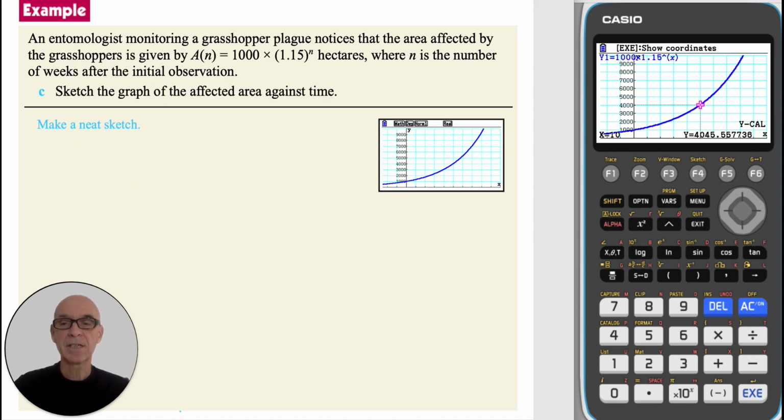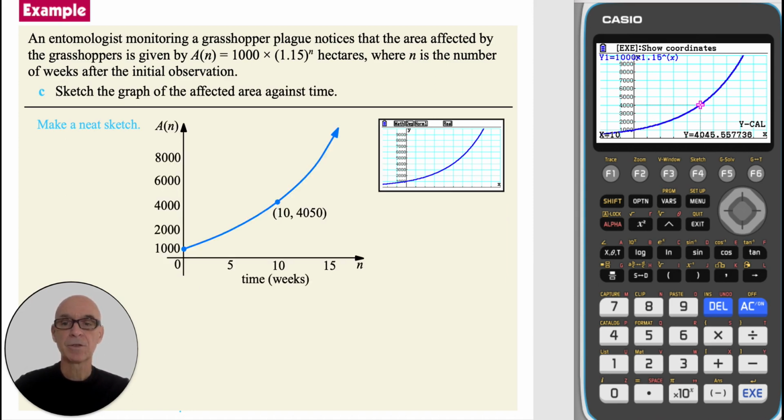In part C, we're asked to sketch the graph of the function. So we should make a neat sketch showing values on each axis, labeling each axis, and identifying the y-intercept.